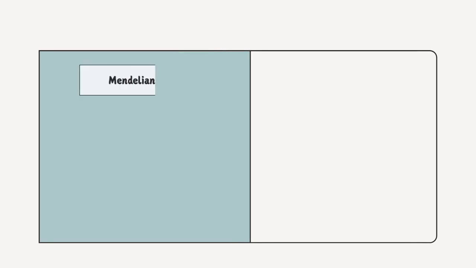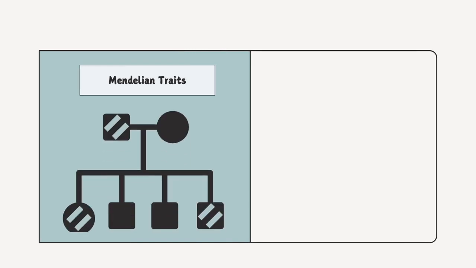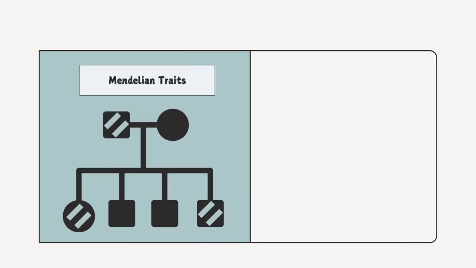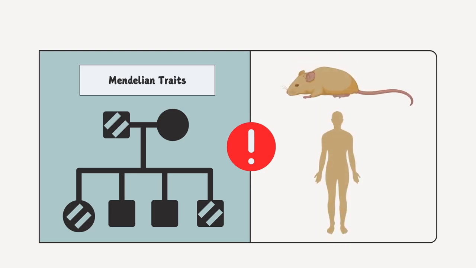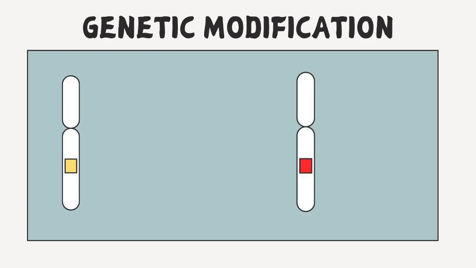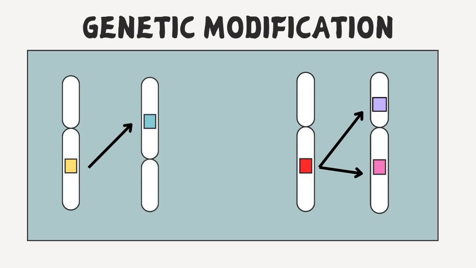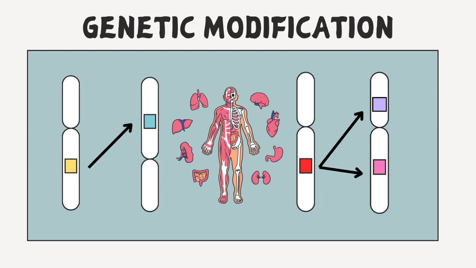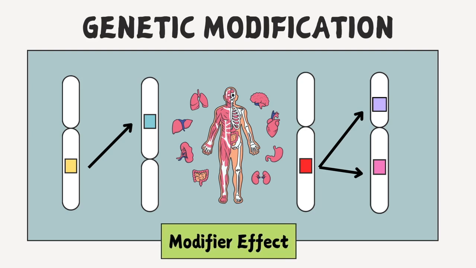The consistent expression of Mendelian traits across generations is actually more of an exception than a rule, both in mice and in humans. Why? Well, it's largely due to genetic modification. So, what is genetic modification? Simply put, it's when the expression of one gene influences or alters the expression of another gene, resulting in a wide range of phenotypic variations, which we refer to as modifier effects.